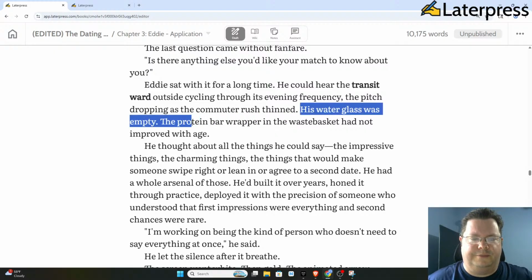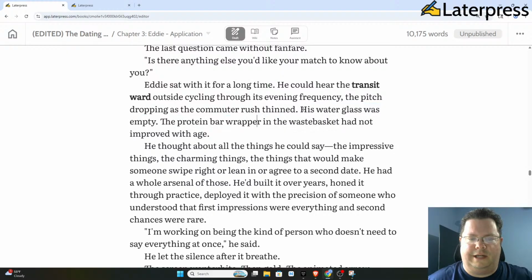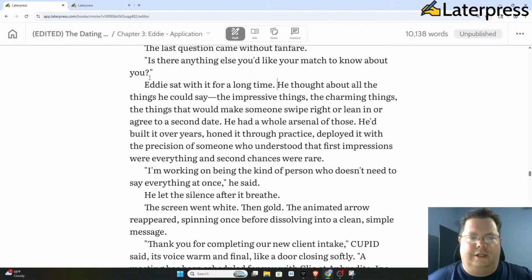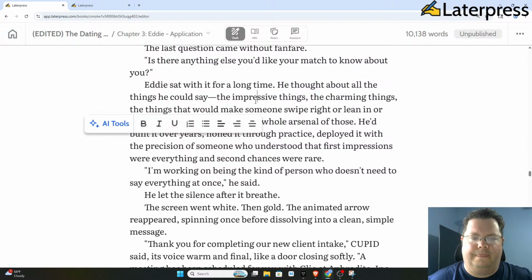His water glass was empty. The protein wrapper in the wastebasket had not improved with age. We're calling back to other details. We don't need any of this extraneous detail. Eddie sat with it for a long time. He thought about all the things he could say, the impressive things, the charming things. Again, 1, 2, 3. They would make someone swipe right or lean in or agree to a second date. He had a whole arsenal of those.